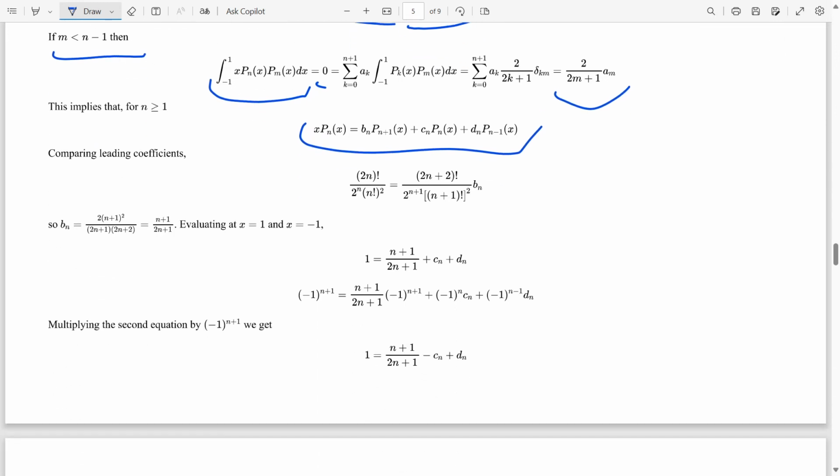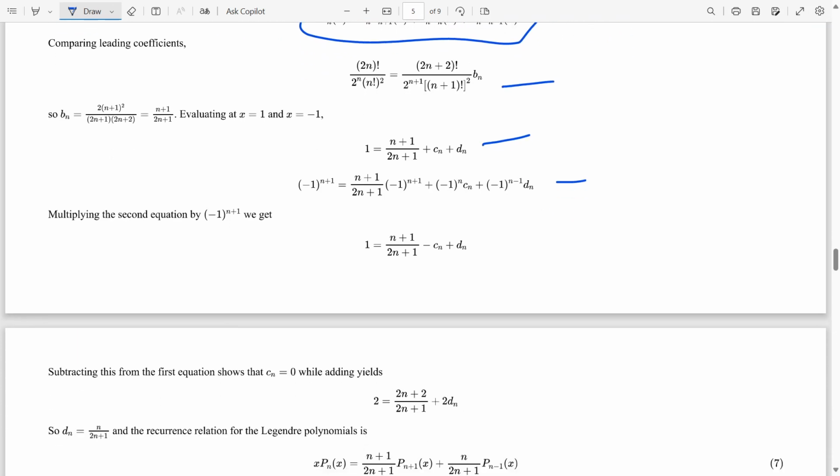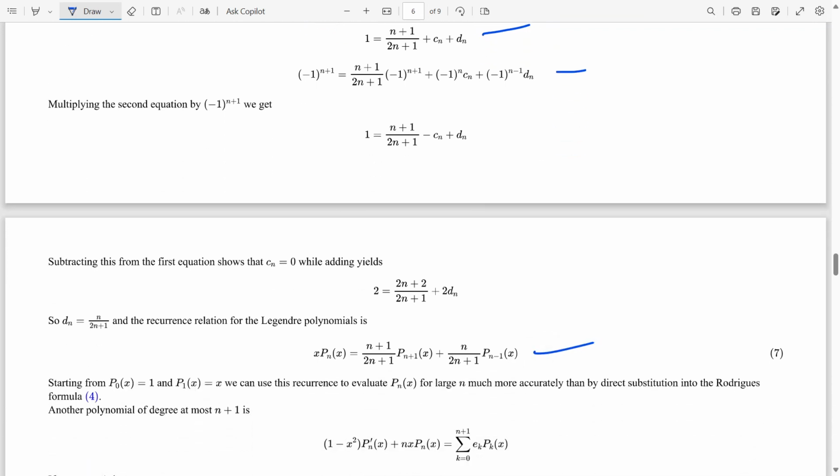We can compare leading coefficients on both sides, and then evaluate both sides when x equals 1 and when x equals minus 1 to get three equations for these three unknowns. Solving, we have the recurrence relation here for the Legendre polynomials. This allows us to work our way up to Pn of x, starting with P naught of x is 1 and P1 of x is x, in a way that is much less susceptible to round-off error than writing out the Legendre polynomials longhand and evaluating them directly.